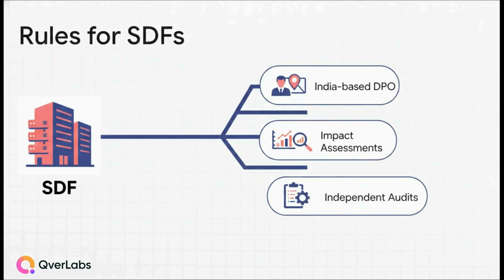Now, if your company handles massive amounts of data, the rules throw you into a special category called Significant Data Fiduciaries, or SDFs. If this is you, the requirements get even tougher. You must appoint a data protection officer who is actually based physically in India. You've got to run regular privacy impact assessments. And this is super interesting. You have to complete independent audits, which includes carefully reviewing your algorithms to spot and fix unfair or risky patterns.